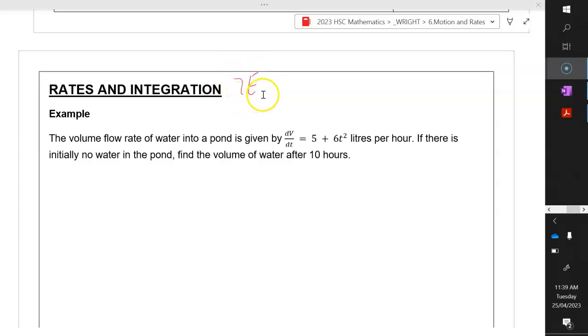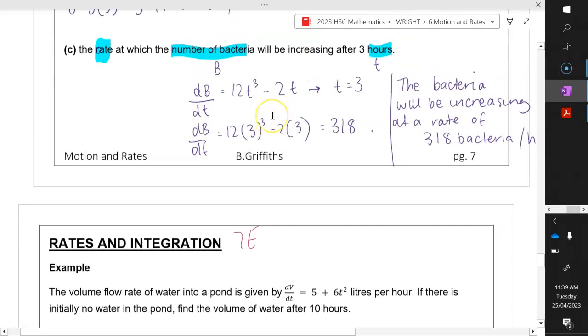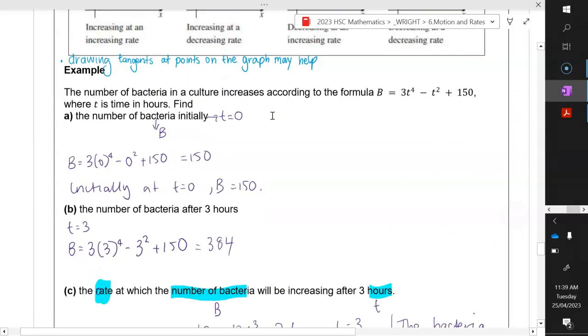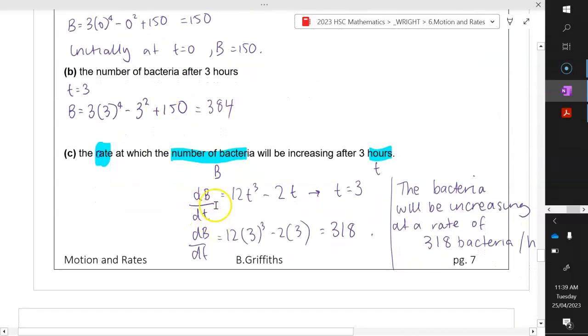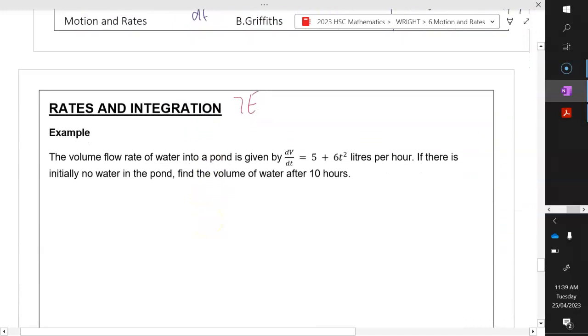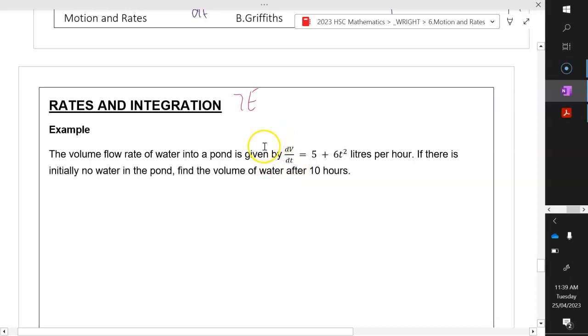So what's happening in this section is we're going to most of the time be given a rate, for example, dV/dt, which would be the change in our volume with respect to time, or something similar to what we had in our last exercise, like our bacteria growth, where we had a dB/dt, the rate of growth of our bacteria given to time. And we then may need to go back and find, in this case, our volume, or in the previous question, our bacteria, in which case we're going to need to integrate.